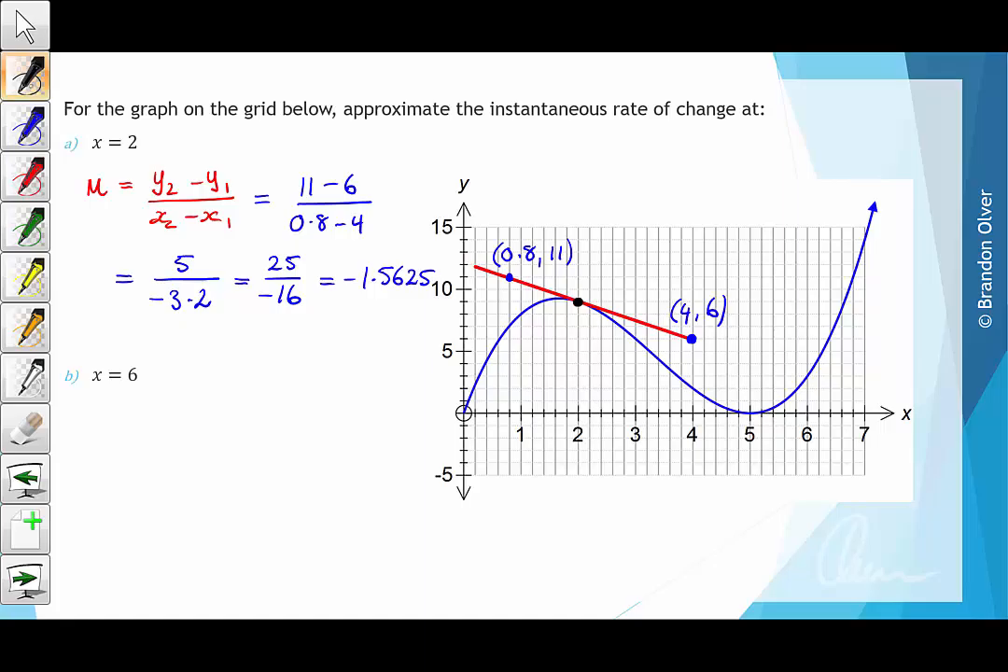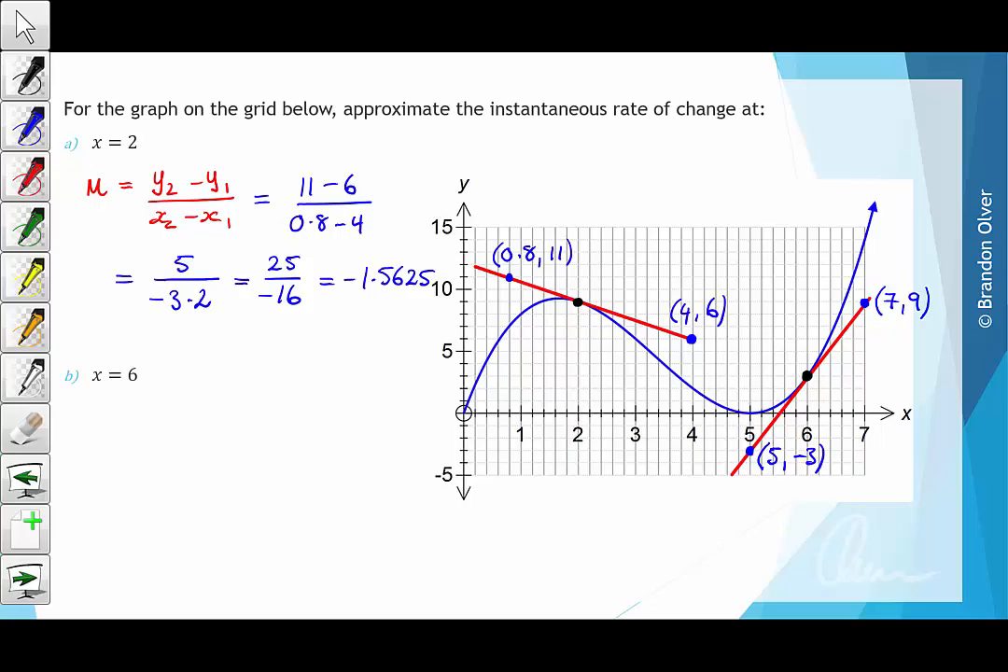We're going to follow the same process for x equals 6. So here's our point on the curve here, and we're going to draw a tangent using a ruler to that point. So there's our tangent line, and what we're going to do is again select 2 points that lie on the tangent line and use them to calculate the gradient of the tangent. So if we have a look, at 5, the y value is negative 3. And then if we continue along that line, at 7, the y value is approximately 9.